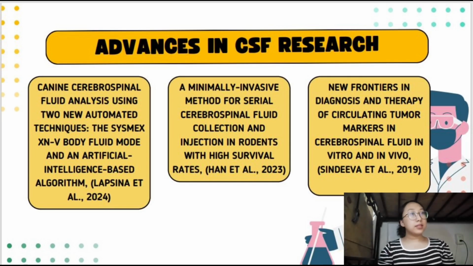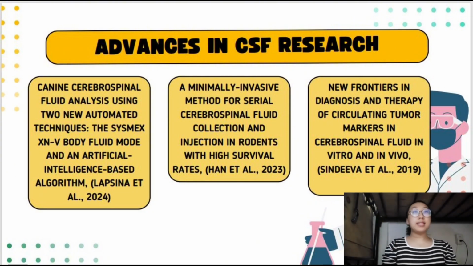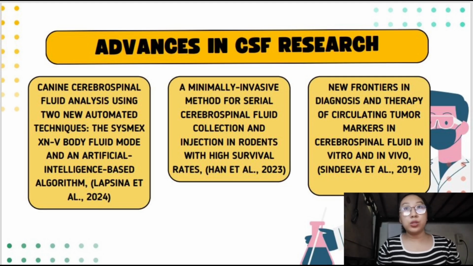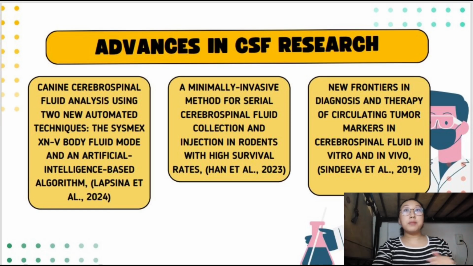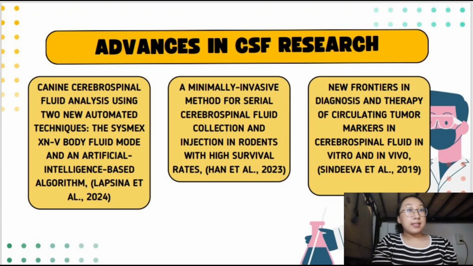Another one is about new frontiers in diagnosis and therapy of circulating tumor markers in cerebrospinal fluid in vitro and in vivo. So, this research found out that a potential future method involves using the GILUPI cell collector. It is a device that captures cancer cells in blood, but its invasive nature and limited effectiveness for CSF make it less appealing. A new research also suggests that cancer cells exchange between CSF, blood, lymph, and brain tissue.